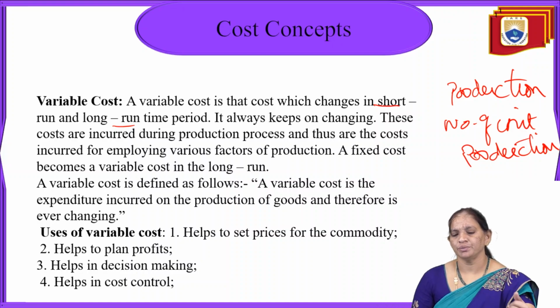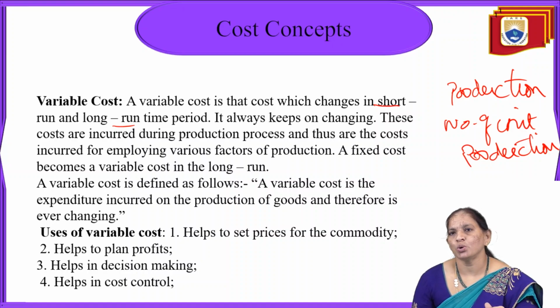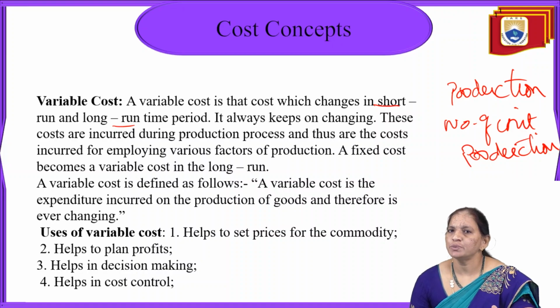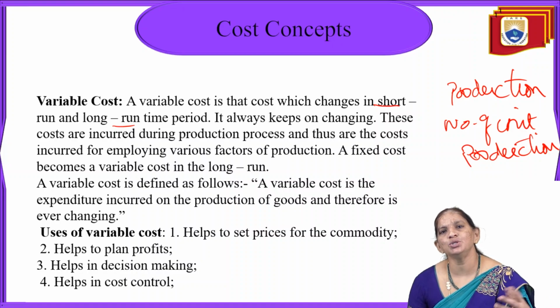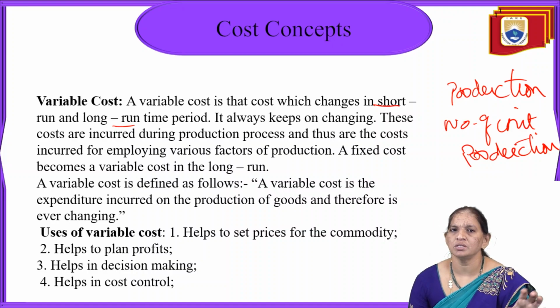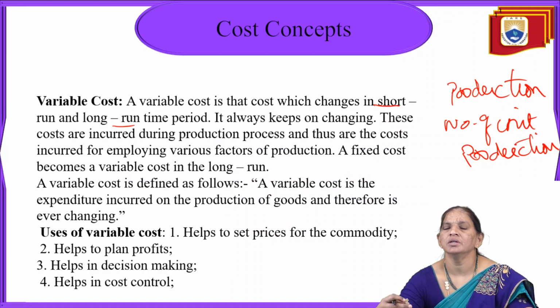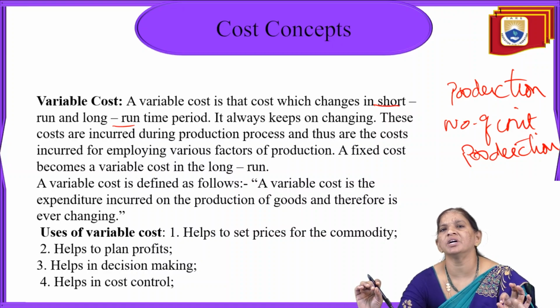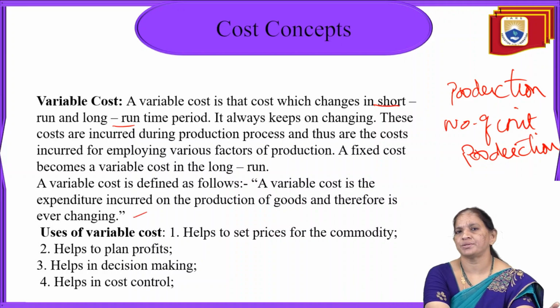The definition of variable cost is the expenditure incurred on the production of goods that is ever changing, changing from unit to unit or good to good. If you have one, the cost is this. When another is added, for every factor of production the cost will change. It changes according to the needs per unit. When the cost changes, we call it a variable cost.